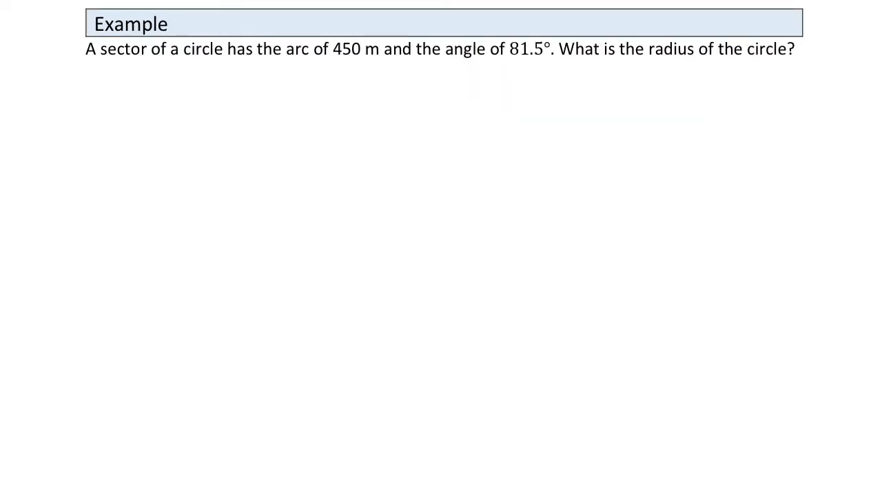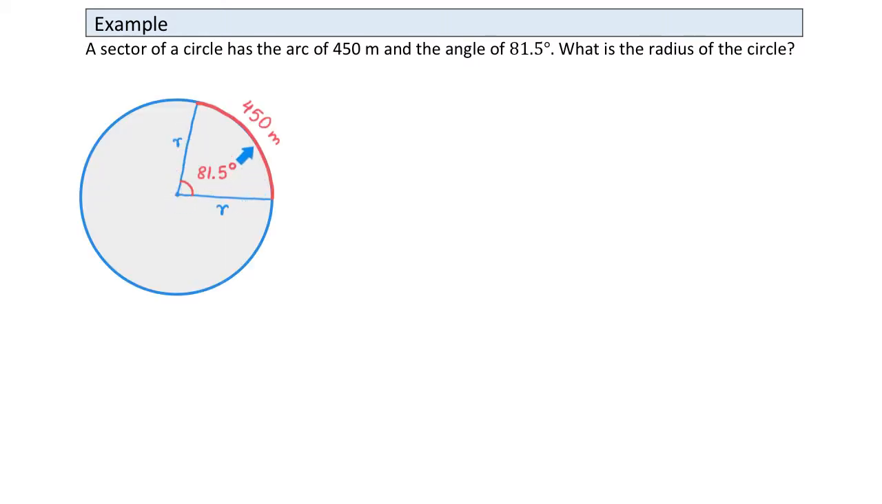In the next example, a sector of a circle has the arc of 450 meters and the angle of 81.5 degrees. What is the radius of the circle? We will start this problem by drawing a circle. Here we have a sector with the arc length of 450 meters and the angle of 81.5 degrees. We will find the radius of this circle. We know that the formula for the radius of a circle when we have the length of an arc and the angle is r equals s, which is the length of the arc, divided by theta, which is the angle.